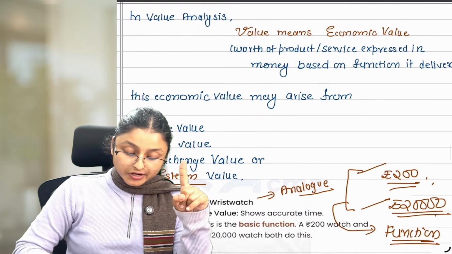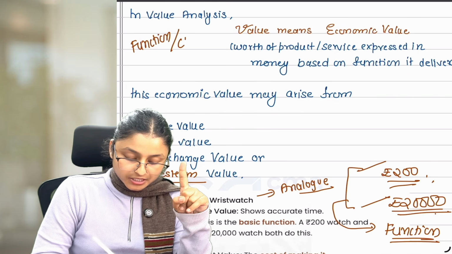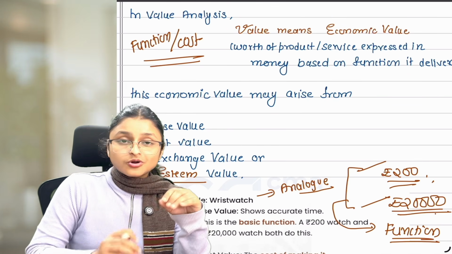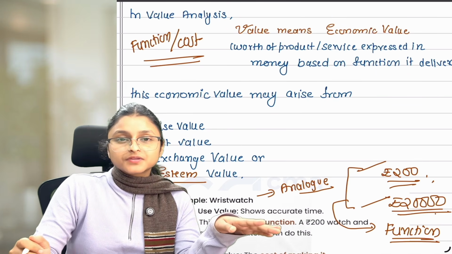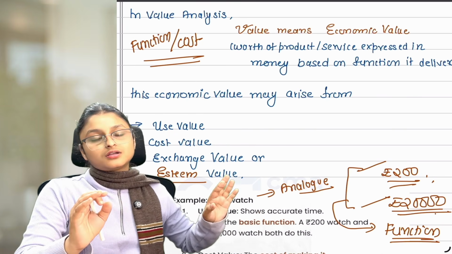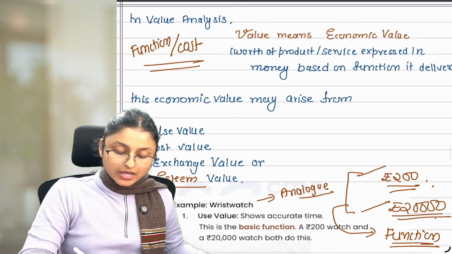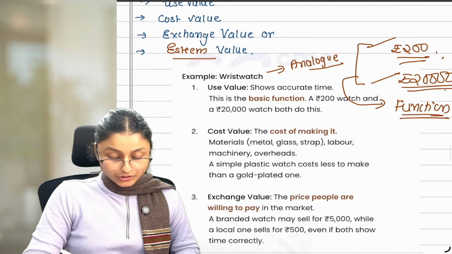But a product is not just about function. That is why for economic value, we have calculated it as function divided by cost. But this is not the only thing a product provides. A product's aim is not only to provide that basic function. A product's aim can be more than that. And that is why we need to calculate these 4 different types of values.